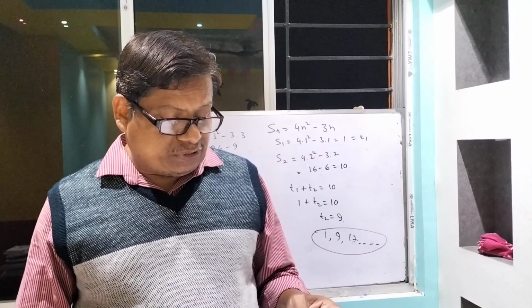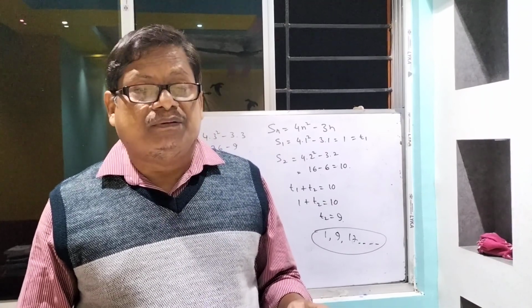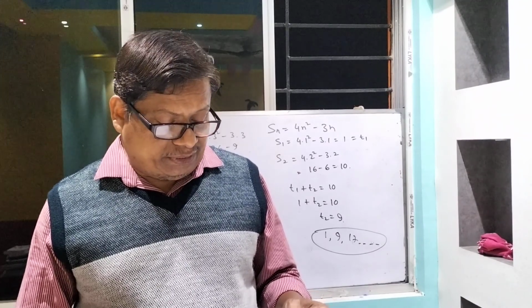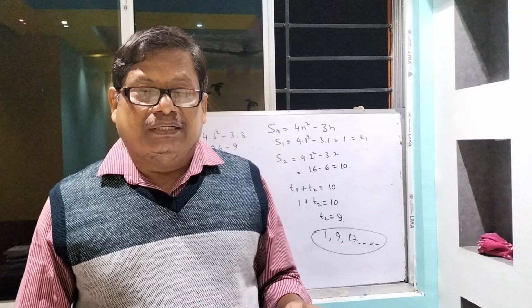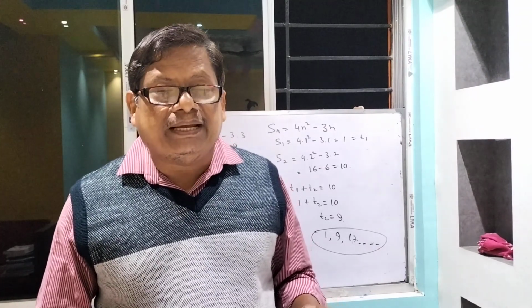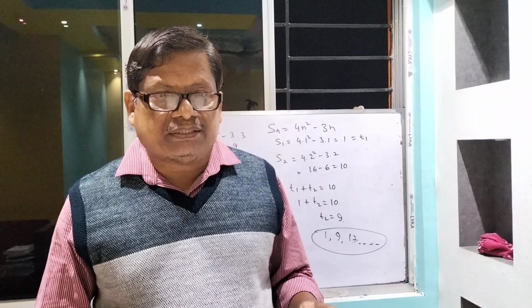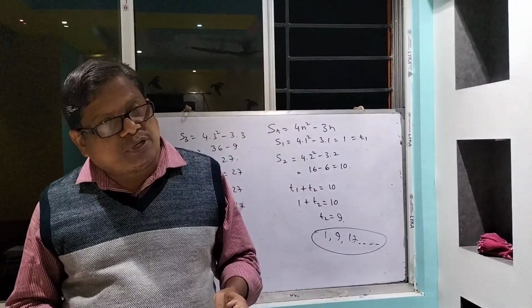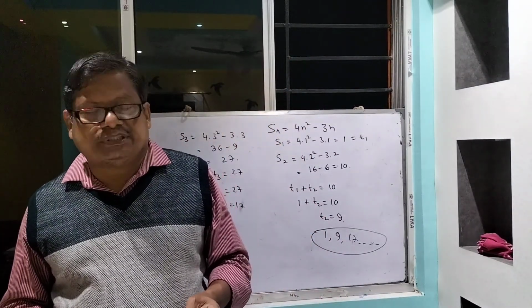And question number 10: for an AP, a equal to 5, d equal to 3, Tn equal to 50, find the value of n. Just remember the formula, you will get the result. Tn equals a plus n minus 1 into d, keep in mind. If you remember the formula, you can solve it. Otherwise, not possible, okay?